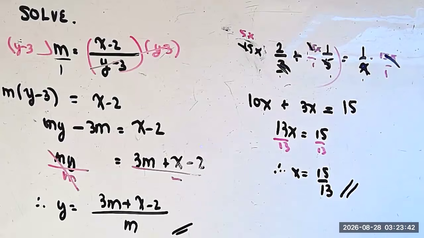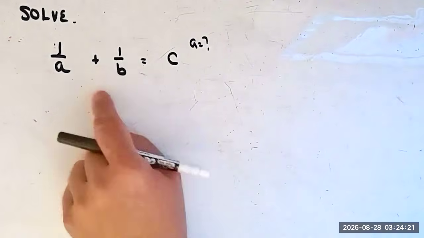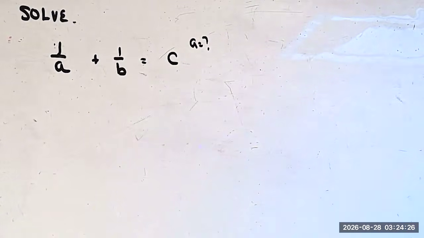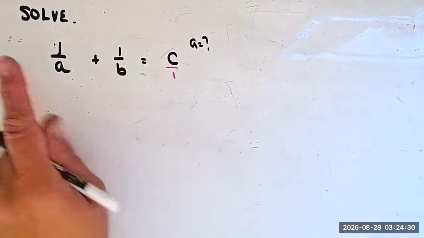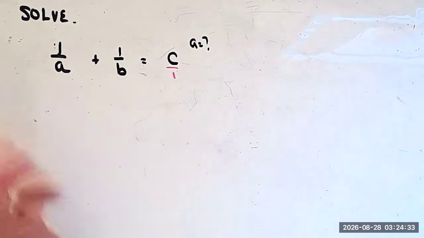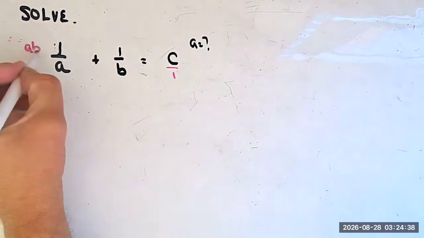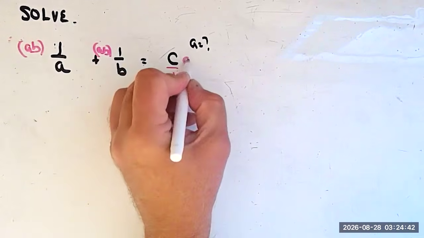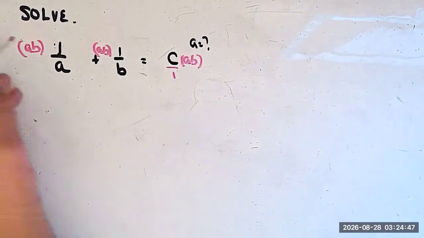Okay, let's try this other one. 1 over a plus 1 over b equals c. And we need to isolate the a, solve for a. Remember, folks, c over 1. So my LCD will be a times b, ab. So now we proceed to multiply ab times each term over 1, of course. So let's see what type of damage did we make.